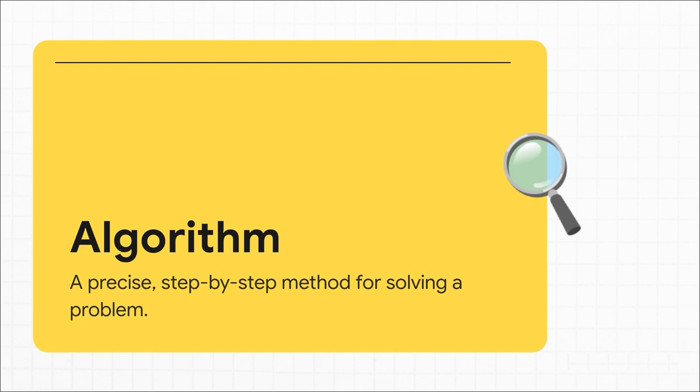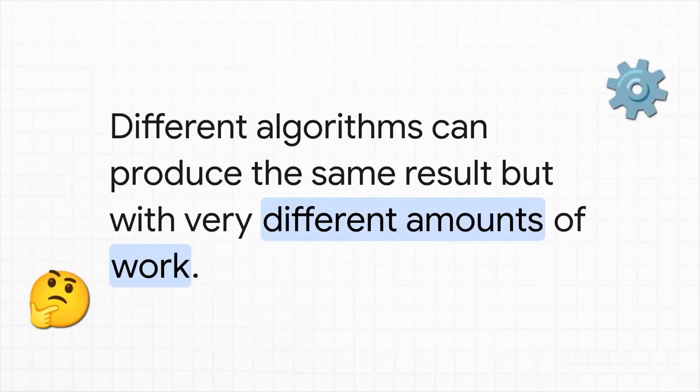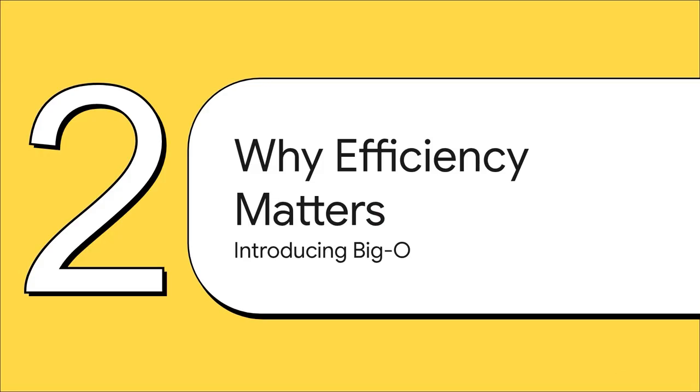Nothing more, nothing less. And this is where it gets really interesting. You know how you can have a bunch of different recipes for the same chocolate cake? Some are simple, some are complicated. Well, the same thing is true for algorithms. You can have multiple ways to solve the exact same problem. But, and this is the big but, some of those ways are going to be way faster and easier than others.